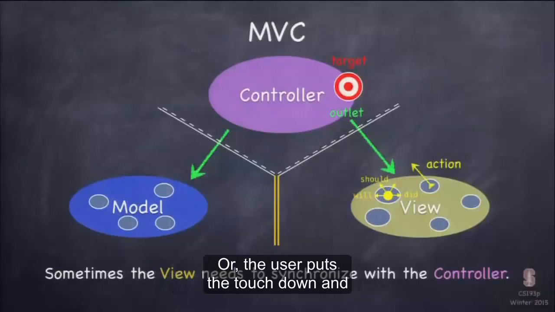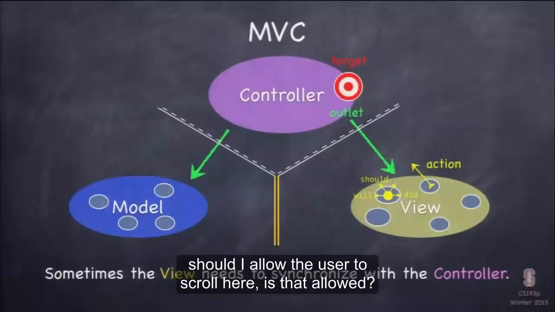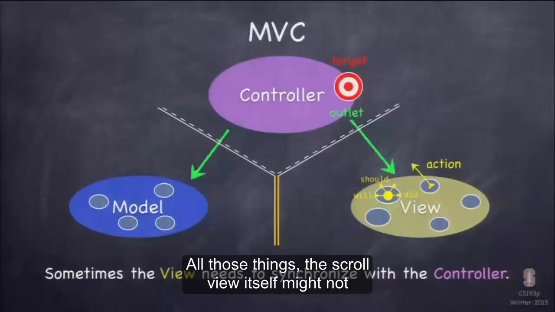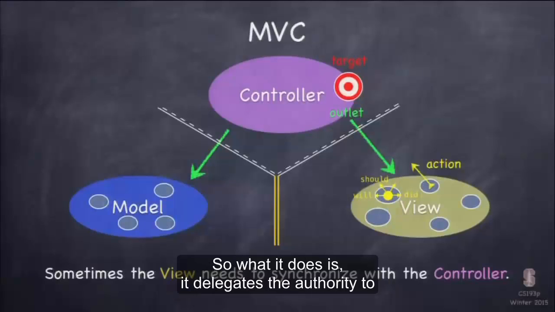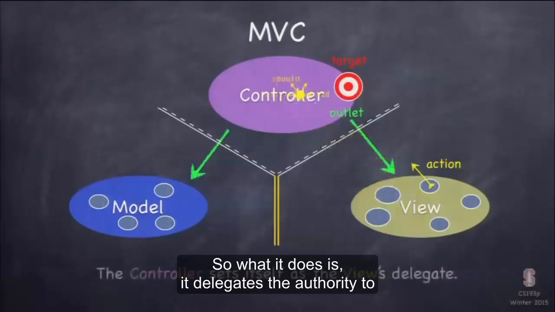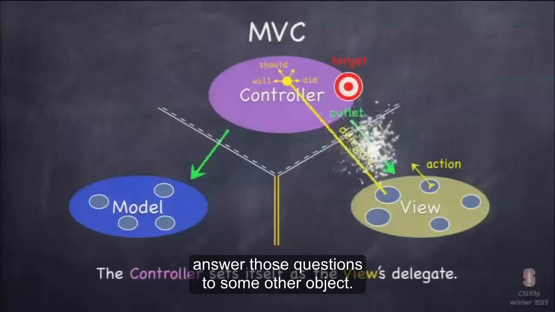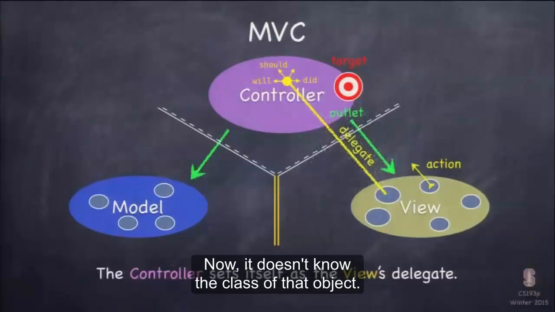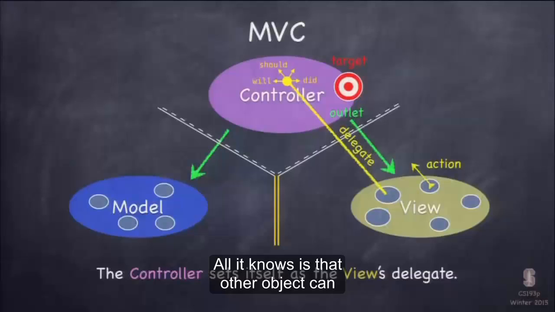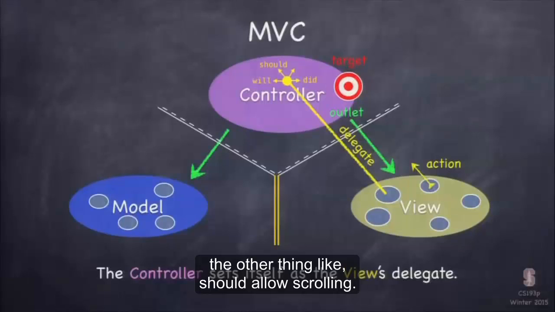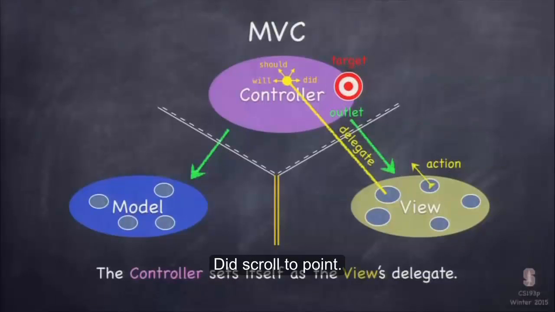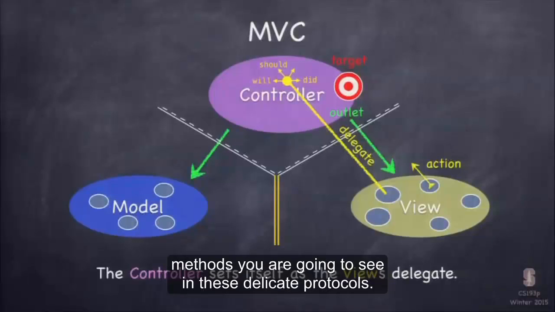Or the user puts the touch down and the scroll view wants to know, should I allow the user to scroll here? Is that allowed? The scroll view itself might not have enough logic to know the answer to those questions. So it delegates the authority to answer those questions to some other object. Now, it doesn't know the class of that object. All it knows is that the other object can answer these questions: will, should, did, like should allow scrolling, did scroll to point, things like that. So those are the kind of methods you're going to see in these delegate protocols.